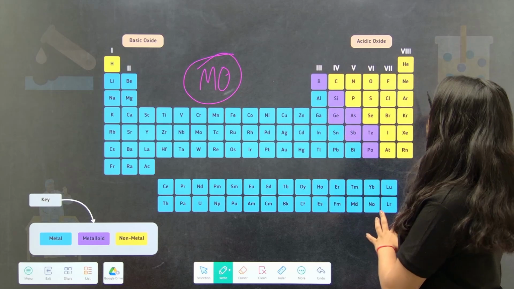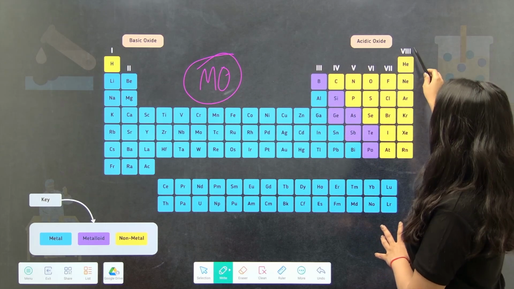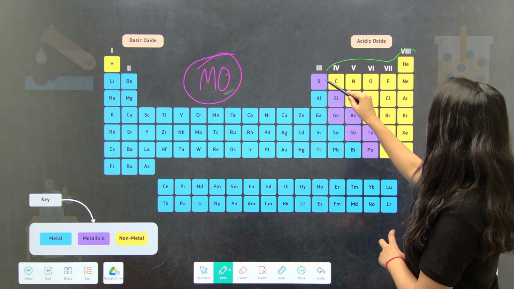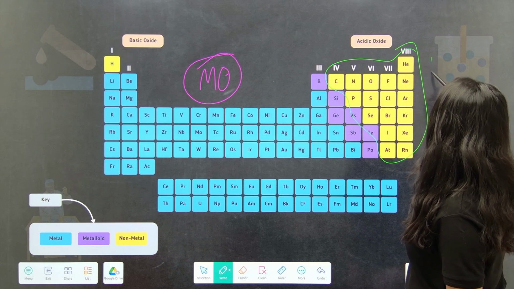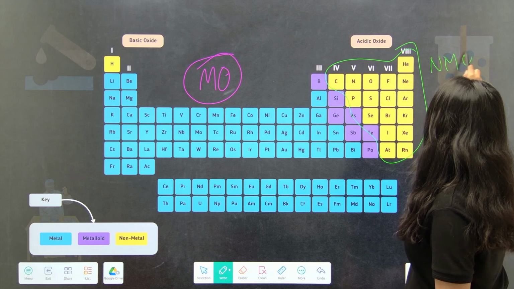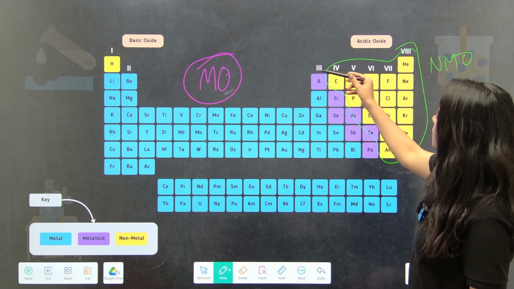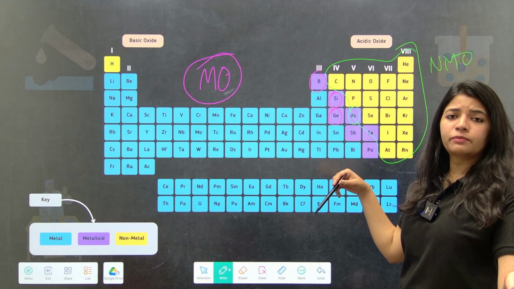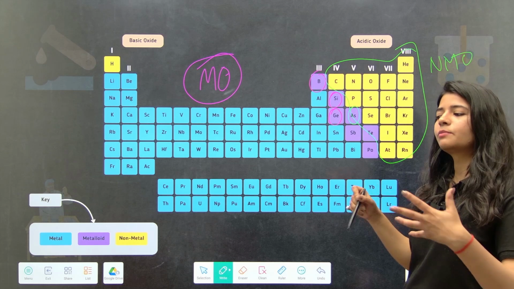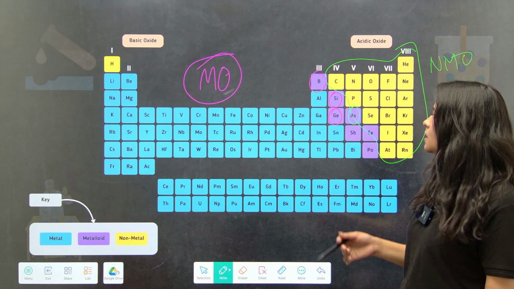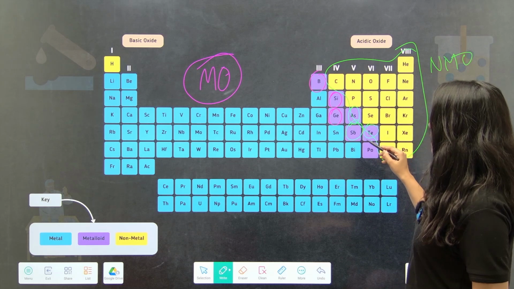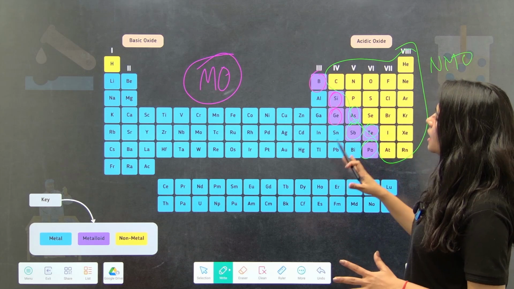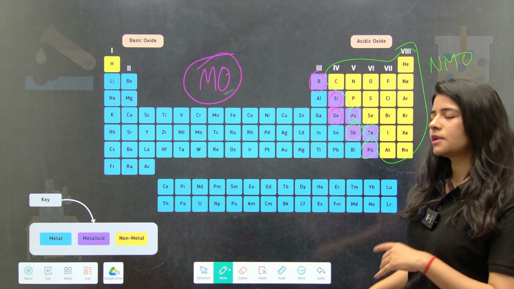The ones on the right side of the periodic table, the yellow ones, these all are non-metals. Hence, when they react with oxygen, they form NMO, which are non-metal oxides. Okay, and the purple ones are metalloids, which possess properties of both metal and non-metal. Some properties of metal, some of non-metal. So these are known as your metalloids, and let's talk about them in the next slide, okay?